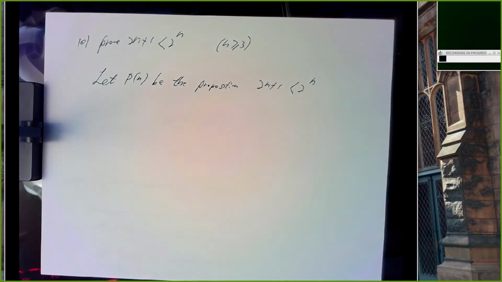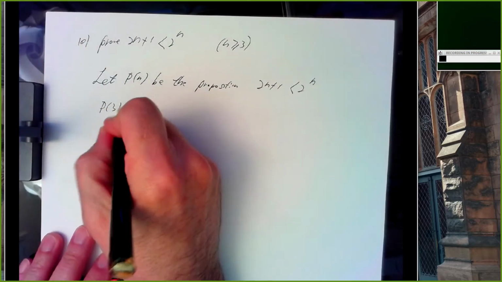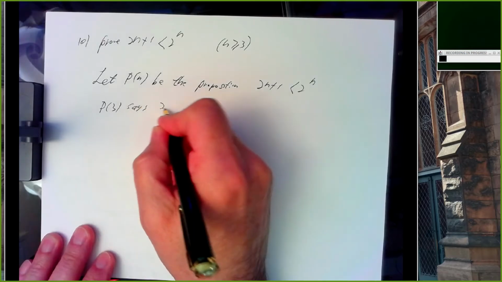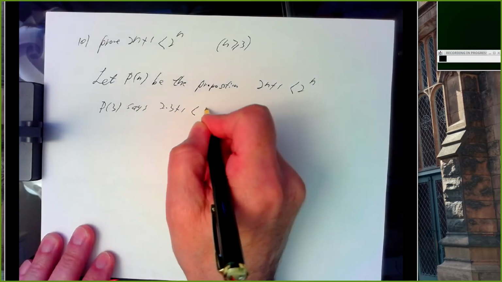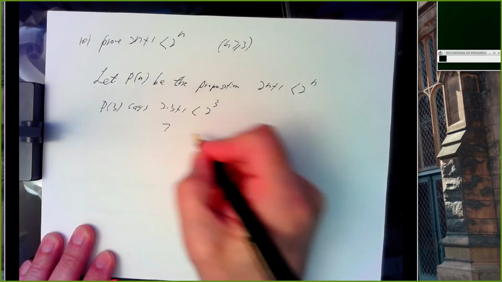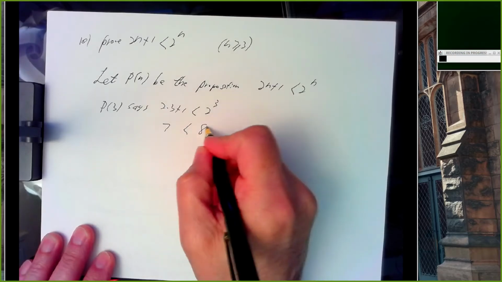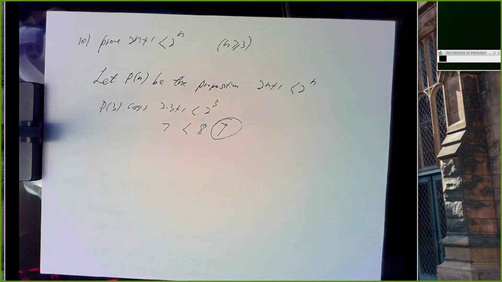So we can show the base case, right? P of 3 says 2 times 3 plus 1 is less than 2 to the third. This is 7. This is 8. That's true. So base case, absolutely true.